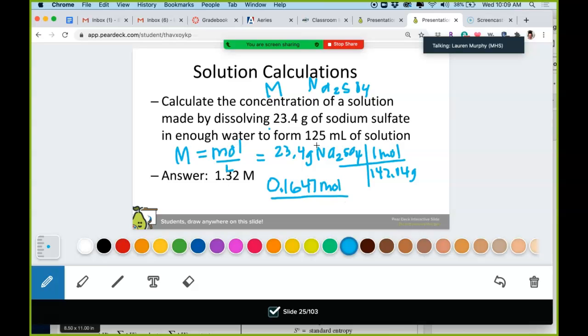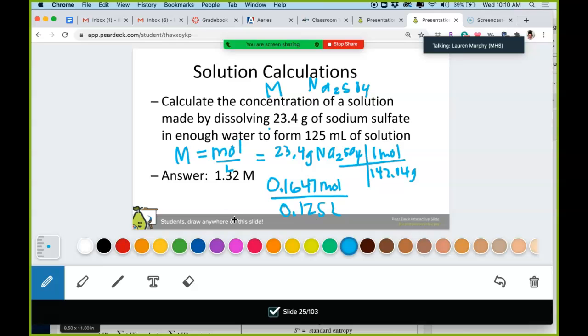Okay. Moles divided by liters. Now, I know I didn't give you liters, but I did give you milliliters. So this is just a metric conversion. There are 1,000 milliliters in a liter. So it's 0.125 liters. So you divide by 0.125. Something's off on this number, and I'm not sure what it is. It doesn't look like my number from the last class, so 0.1647 divided by 0.125. Oh, I lied.